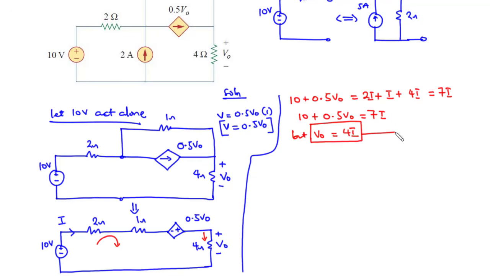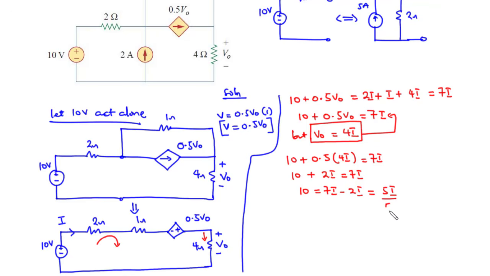We are going to put that in this equation, and then you realize that we have 10 plus 0.5, in place of V naught we have 4I, equals 7I. So this becomes 10 plus 0.5 times 4 is 2, so 2I equals 7I. We transpose this to the right hand side. We have 10 equals 7I minus 2I, which is equal to 5I.